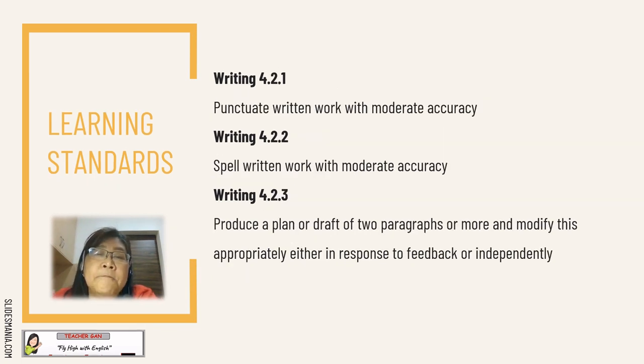Then we have writing 4.2.1: punctuate written work with moderate accuracy. Writing 4.2.2: spell written work with moderate accuracy. And lastly, writing 4.2.3: produce a plan or draft of 2 paragraphs or more and modify this appropriately either in response to feedback or independently.